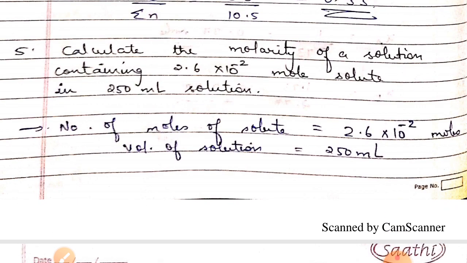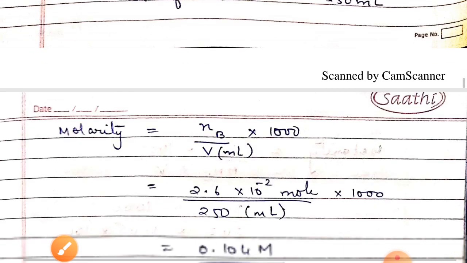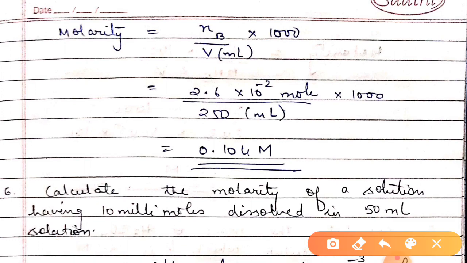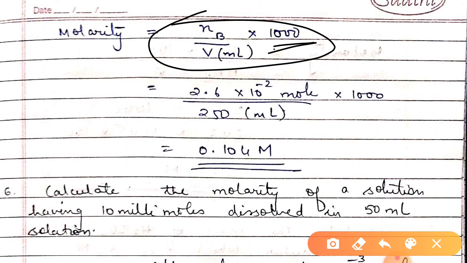Next, calculate the molarity of a solution containing 2.6 × 10 to the power minus 2 mole solute in 250 ml solution. So you have to find molarity here. You are given the number of moles and volume of solution. Number of moles is 2.6 × 10 to the power minus 2, volume is 250 milliliter. Now the molarity equation, we all know, is number of moles upon volume. Since it is in milliliter, to convert into liter we multiply by 1000. So number of moles is 2.6 × 10 to the minus 2 mole, volume 250 ml into 1000. So it is 0.104 molar.